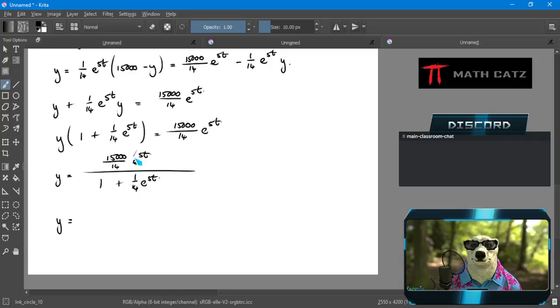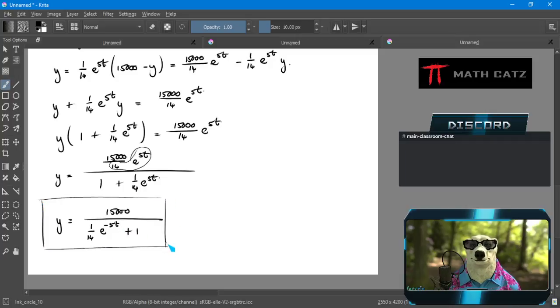There's a lot of repetition here. So I divide throughout by this on both sides in this fraction to get 15,000 over 1 over 14 e to the negative 5t plus 1, just to make it look like the standard version of the logistic equation. And then if we were to graph this, and you can use software to graph it, do whatever you prefer.